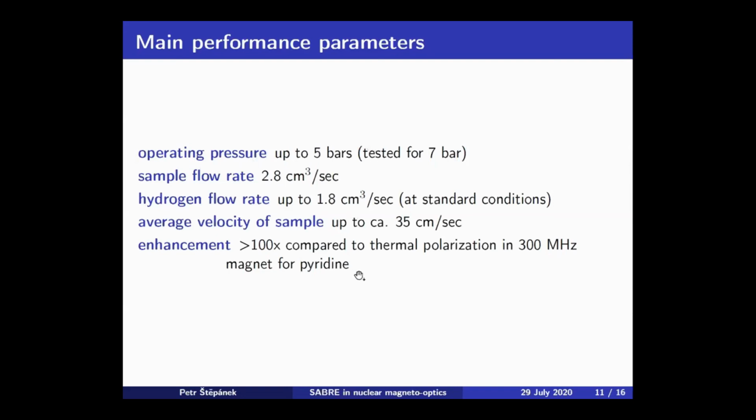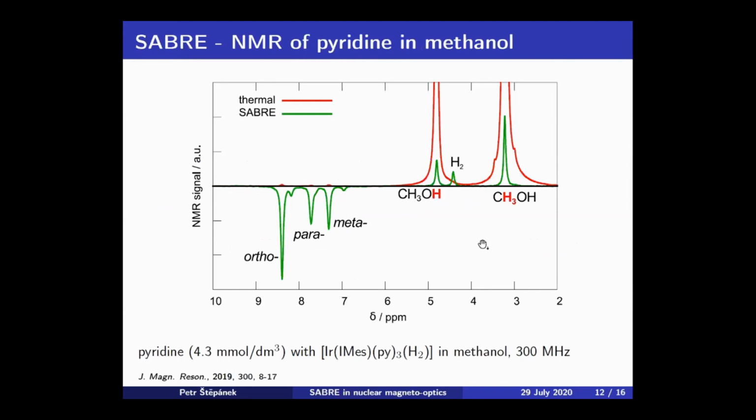With this instrumentation, we observe more than 100 times enhancement compared to the thermal polarization in a 300 megahertz magnet for pyridine. This is an example of how this polarizer performs for NMR. The red line corresponds to the thermally polarized sample of pyridine and methanol. And we can see that in this case, the pyridine signals are barely visible here. It is also worth pointing out that in this case, we have used normal methanol, not the deuterated one, which is why the methanol signals are so large here.